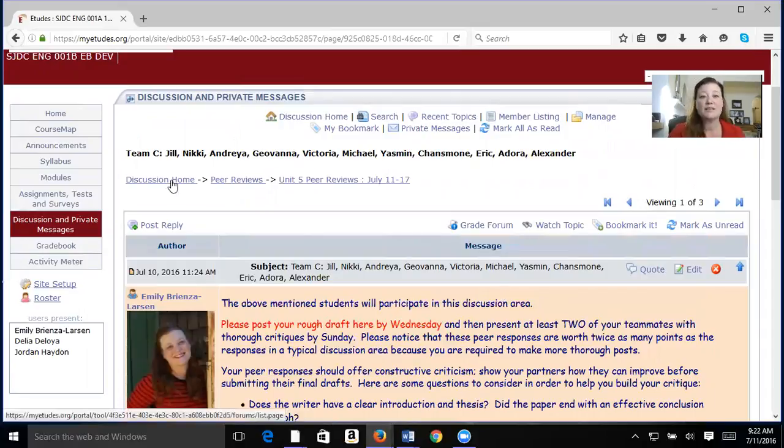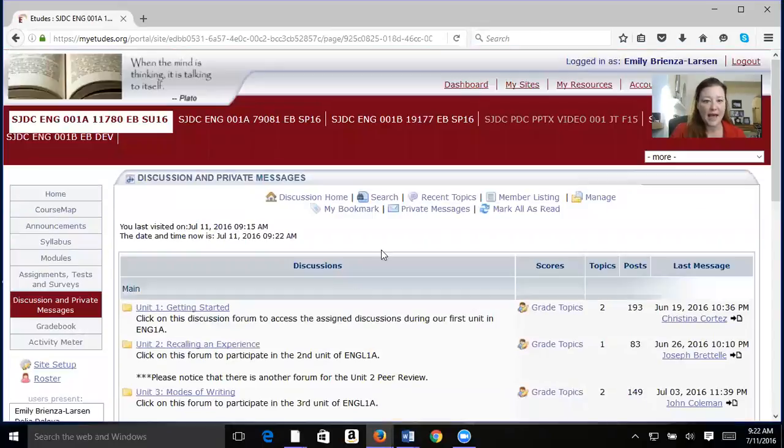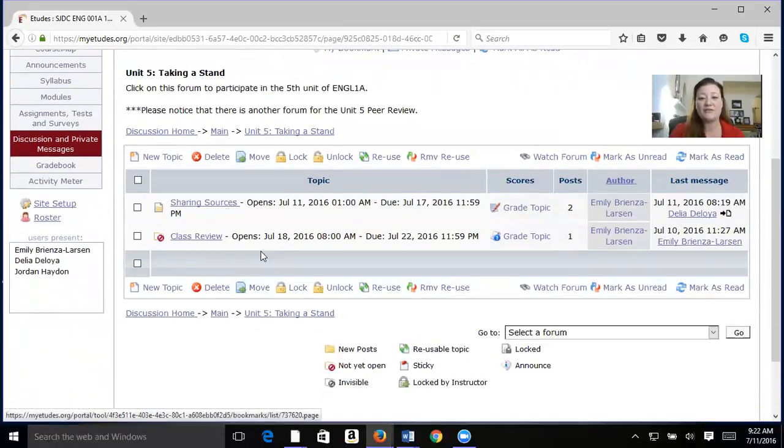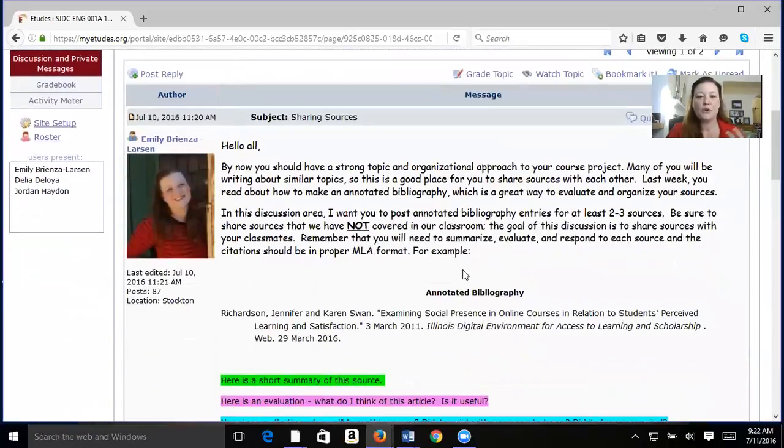So our discussion that we're doing together as a class, let's see, Unit 5, taking a stand. You'll see we have 2 because this unit is 2 weeks long. You're only working on 1 this week though. We're working on sharing sources. So I click here and we're going to share sources for that final paper because you guys are writing about similar topics, probably. You have to pick a topic that is somehow in our class. And you all turned in outlines last night to me, hopefully. I'm going to look through those in the next couple of days. And now you're able to share sources with each other.